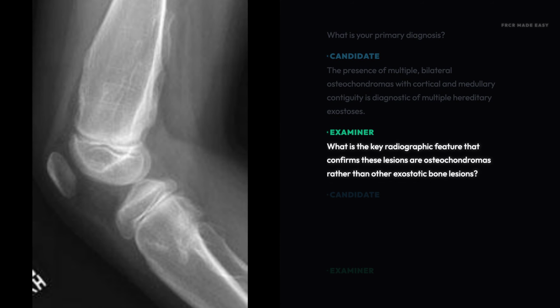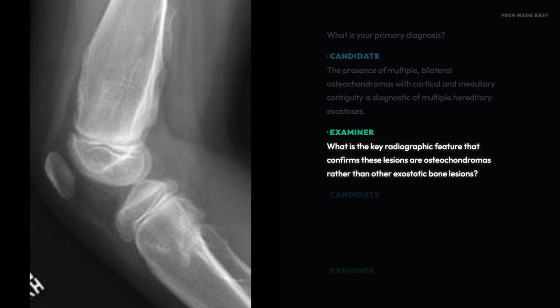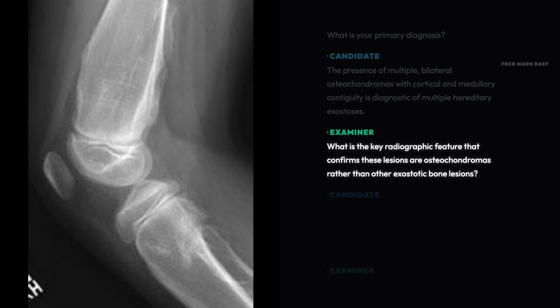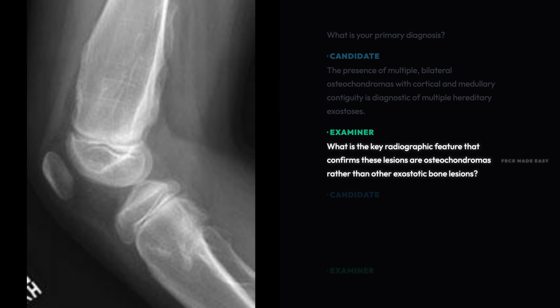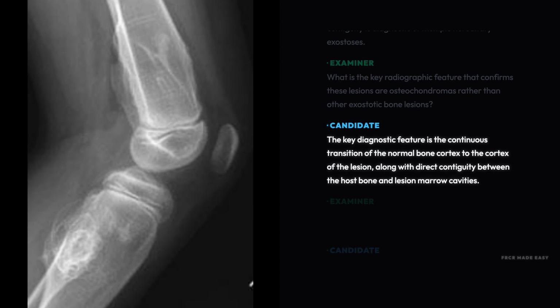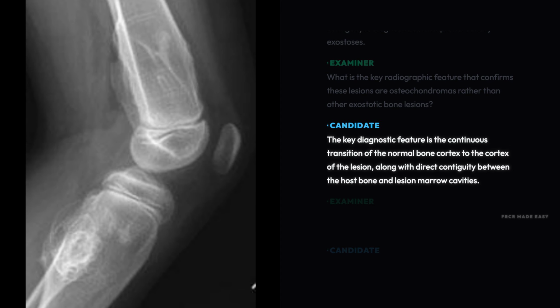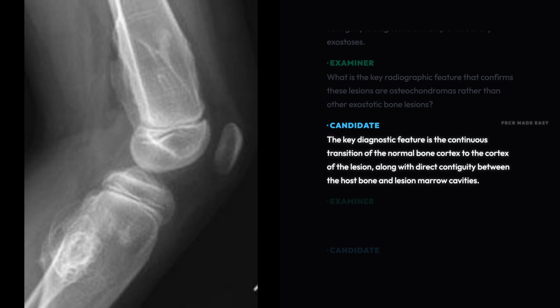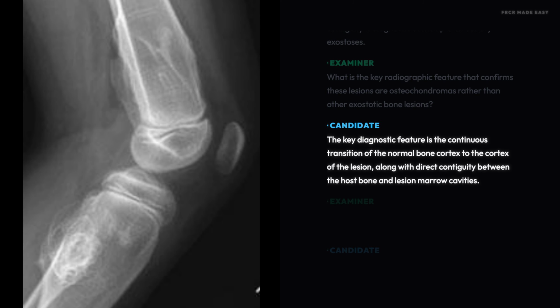What is the key radiographic feature that confirms these lesions are osteochondromas rather than other exostotic bone lesions? The key diagnostic feature is the continuous transition of the normal bone cortex to the cortex of the lesion, along with direct contiguity between the host bone and lesion marrow cavities.